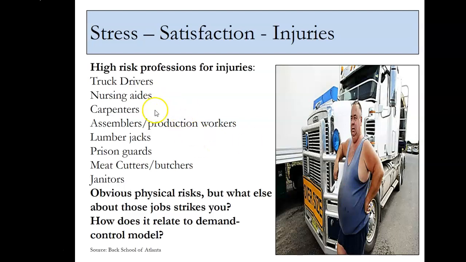All right, nursing aides. You see nursing aides, they're kind of running around like a chicken with its head cut off. And then there's the injuries. They're doing a lot of transfers. They're back injuries. Again, production workers, lumber loggers, guys who work in the woods. Prison guards, we talked about that one. Meat cutters and butchers, production line kind of thing. And the environment, very cold, repetitive tasks.